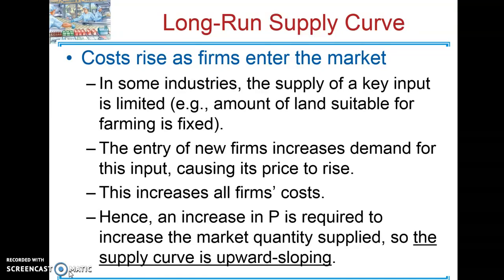Costs rise as firms enter the market. In some industries, the supply of a key input is limited. The amount of land suitable for farming, for example, is fixed. The entry of new firms increases the demand for that input, land, causing the price to go up. This increases all firms' costs. Hence, an increase in price is required to increase the market quantity supplied, so the supply curve would be upward sloping.